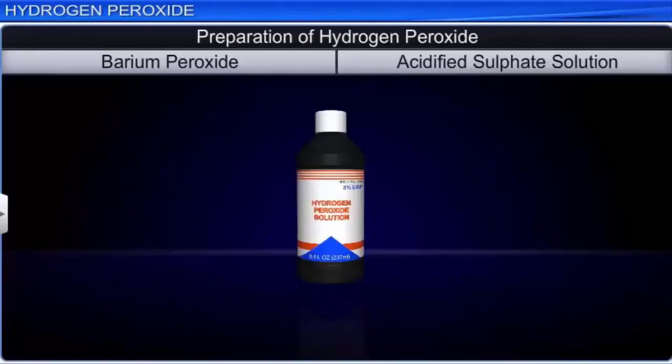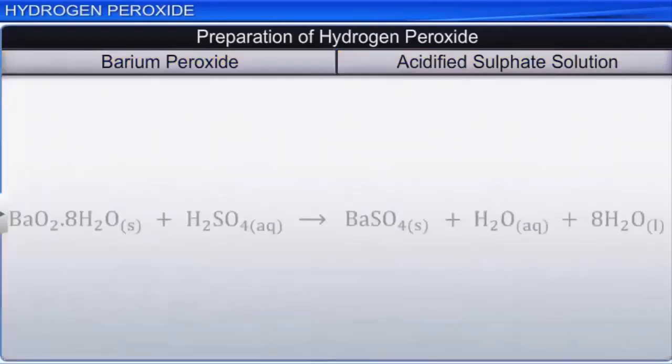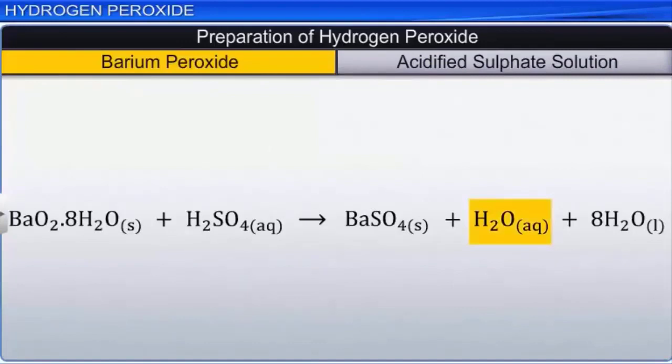In laboratories, hydrogen peroxide is prepared from barium peroxide or acidified sulfate solution. To obtain hydrogen peroxide from barium peroxide, first acidify barium peroxide with sulfuric acid. Barium sulfate is precipitated and an aqueous solution of hydrogen peroxide is produced. The excess water is then removed by evaporating the solution under reduced pressure. This will give us hydrogen peroxide.